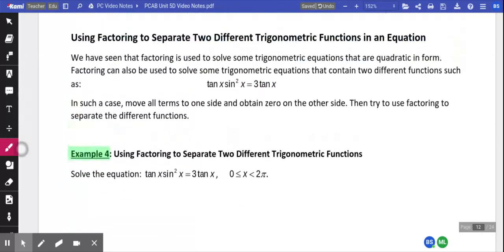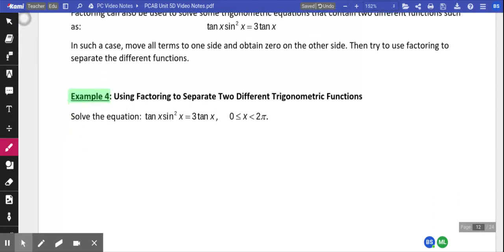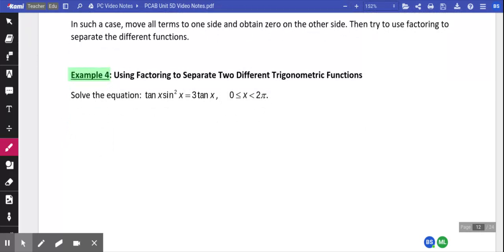We'll come back to example 3 together. We could also use different types of factoring. In example 3, you'll see that in class, but we also can use any type of factoring or any factoring method we need in order to solve these. So example 4, using factoring to separate two different trig functions, what we can do first is get everything on one side. So we can subtract 3 tan of x to both sides.